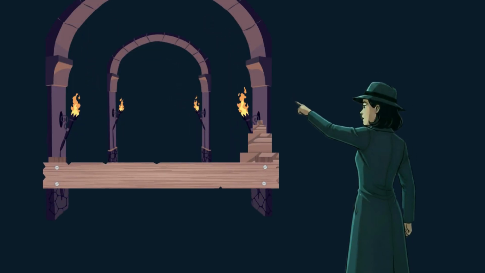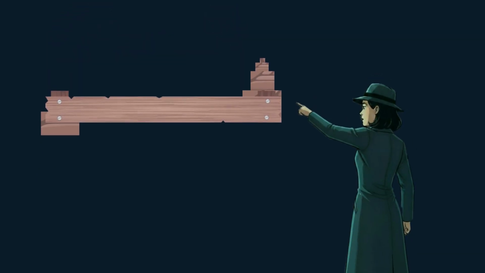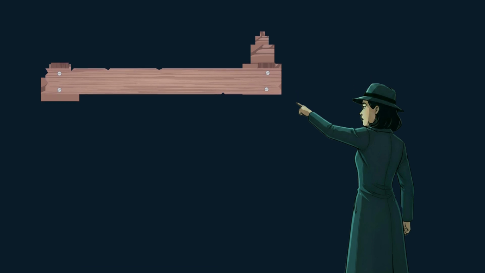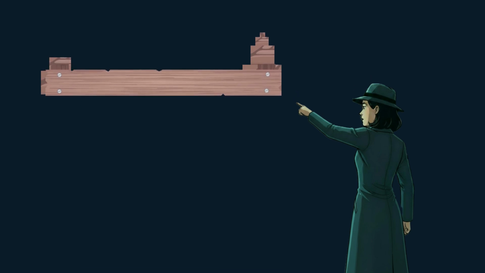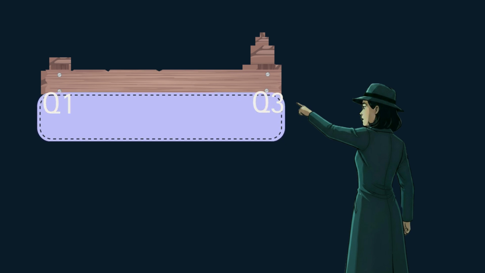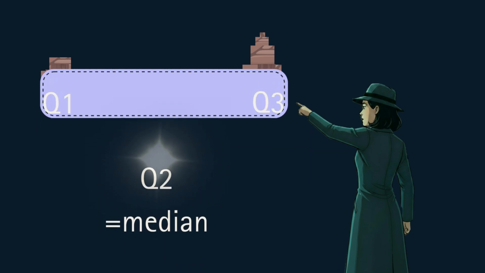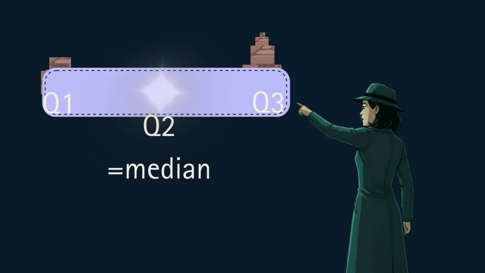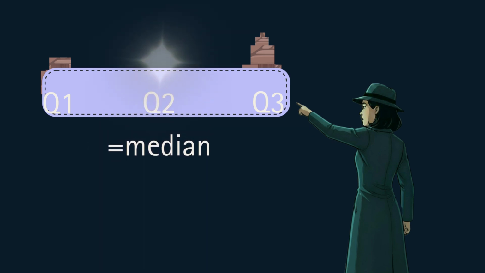The vault has a map. It's called a boxplot. This is the vault's blueprint. Q1 and Q3 hold the thresholds. The corridor. That's where the clue hums. And in between, quiet, steady, the median stands guard.